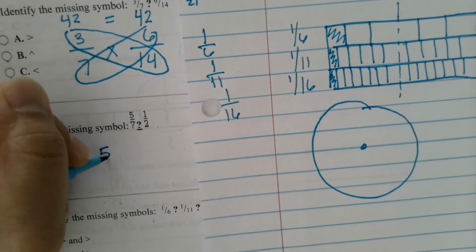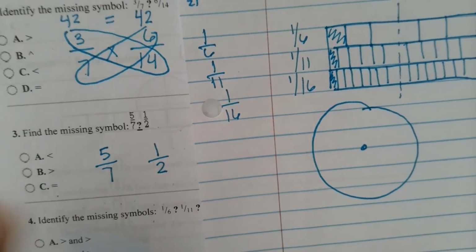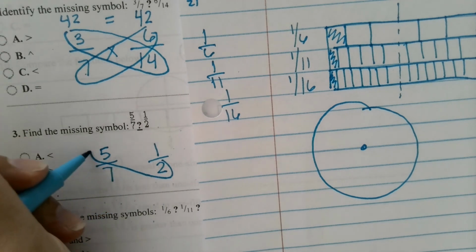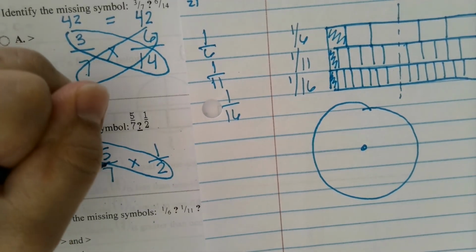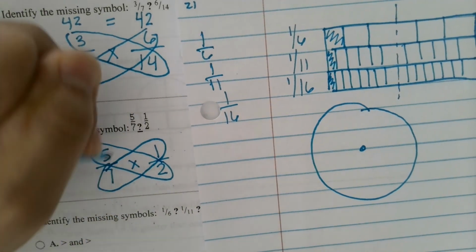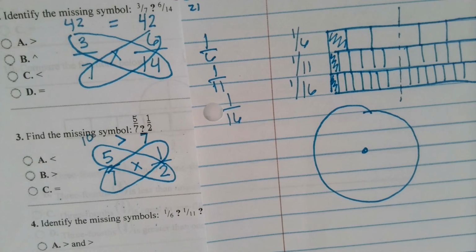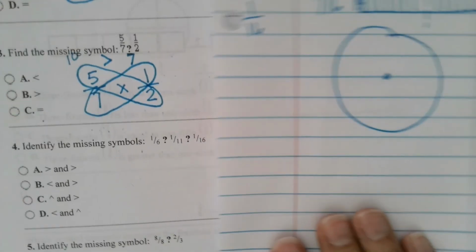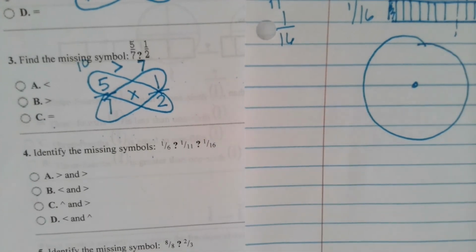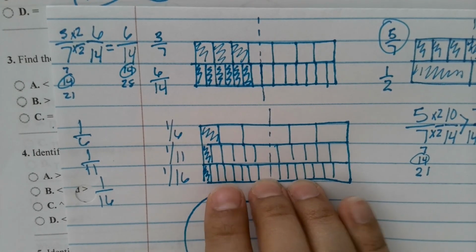Same thing with this one, 5/7, 1/2. Take the bottom number, we multiply it across times the top, 10. Same thing here, 7 times 1, 7. 10 is greater than 7, so 5/7 is greater than 1/2. Now it's harder when you have 3 like this, which is why if you have 3 that you're comparing, it might be easier to draw it out.